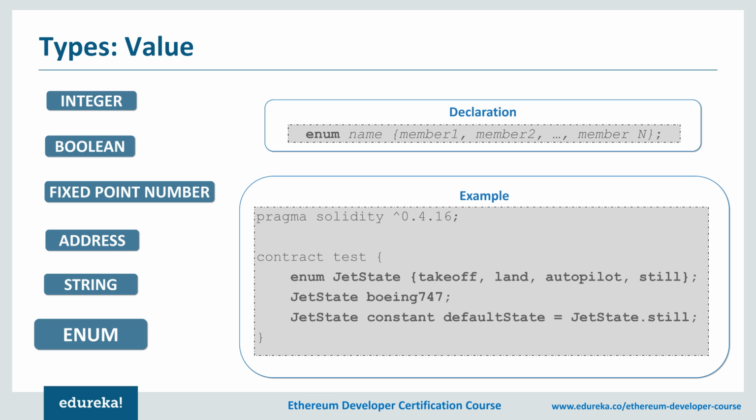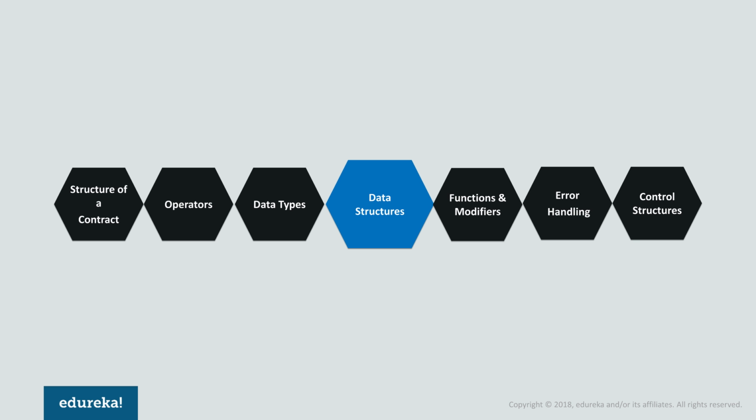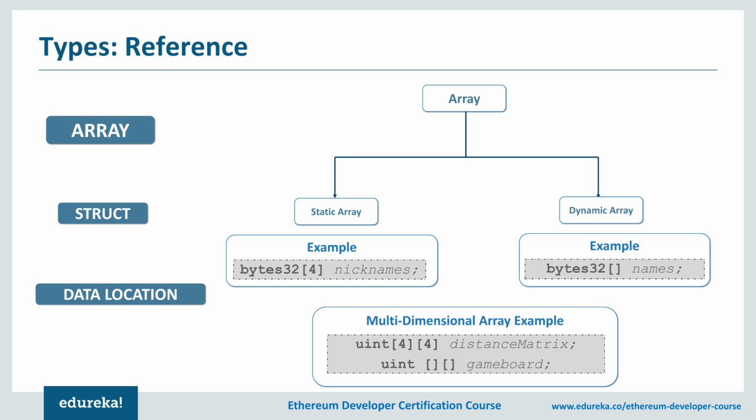Okay, now we have a lot to cover, so let's move on quickly. Next on our topic is data structures. The first data structure that we're going to discuss is arrays. The use of arrays is very similar to that of JavaScript. Like JavaScript, we have two types of arrays, static and dynamic.